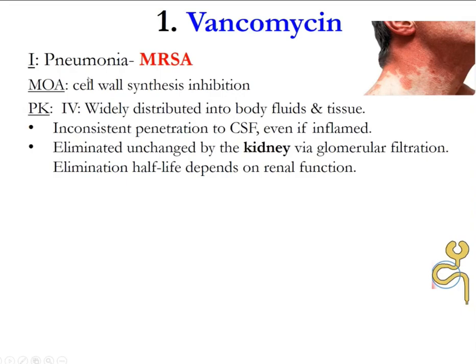I tried to put everything in one slide, but look at it. Indicated for pneumonia with a proven or suspected MRSA. Mechanism of action: this is still a cell wall synthesis inhibitor. Why we trust this medication? Because this is a bactericidal antibiotic. Keep in mind, it is IV you're supposed to use, not oral.